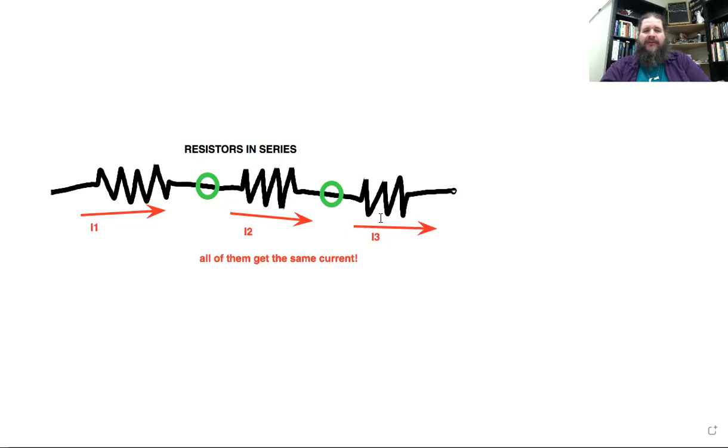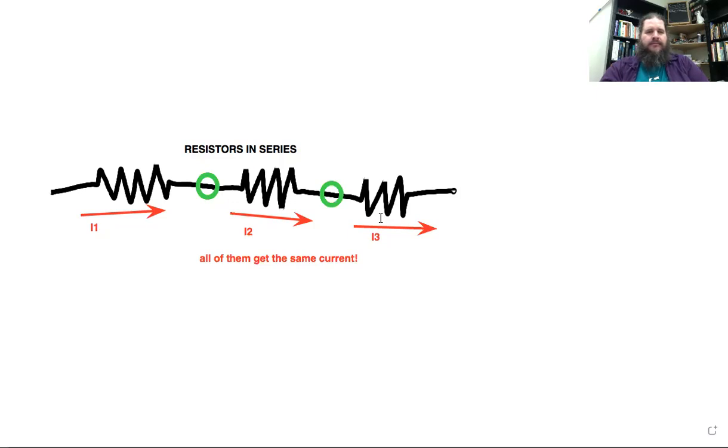All these resistors have to get the same current because they're all the same single path. There's nowhere else for the current to go. Whereas if you had a branching path, you've got current flowing in, some of the current goes this way, some of it goes this way. But if you just have one path, all the current is flowing along that path and there's nowhere else for it to go.